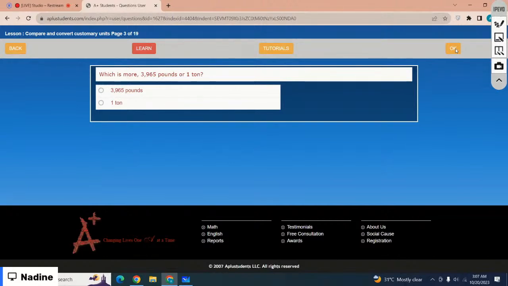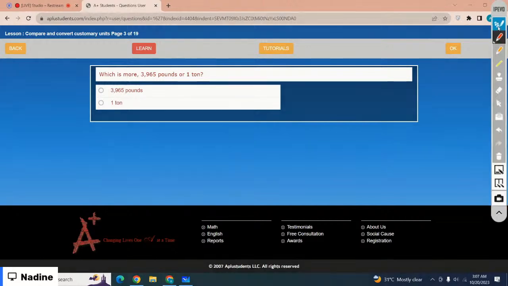Which is more, 3,965 pounds or 1 ton? So 3,965 pounds is more than 1 ton. Why? Because in 1 ton you have 2,000 pounds. 1 ton equals 2,000 pounds, right? So 3,965 pounds is more than 2,000, right? So the correct option is 3,965.